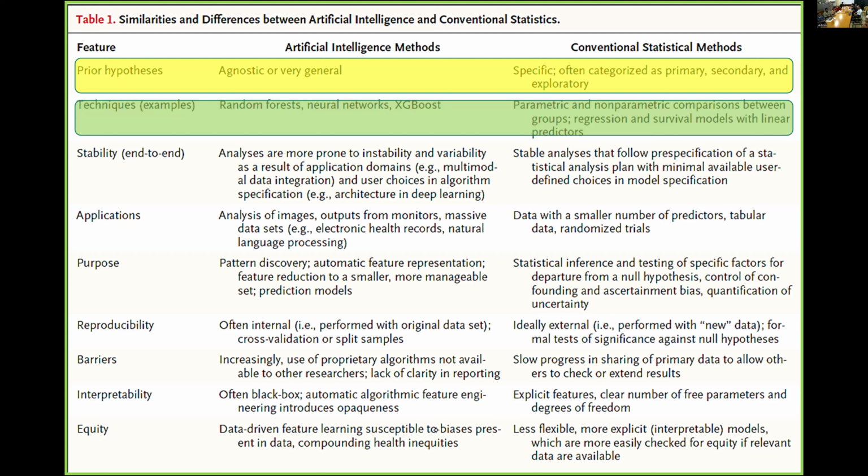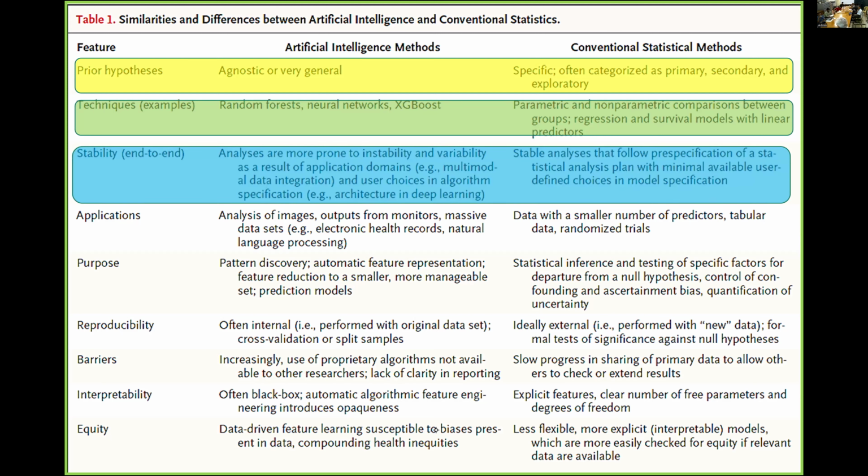The second thing is when you look at statistical tests, you call them parametric tests, non-parametric tests, t-test, chi-square test, logistic regression, linear regression. If you look at the techniques used in AI, you get used to words like random forest, neural network, XGBoost. So the words are slightly different.